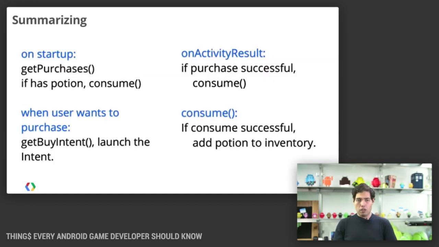So summarizing, on startup, you call get purchases. If you find a potion there, you consume it. When the user wants to purchase something, you call get buy intent and then launch that buy intent to get the purchase flow. In your activity's on activity result callback, if the purchase was successful, you try to consume it. When you get the result from the consumption, you add it to the inventory, if it was successful, of course.